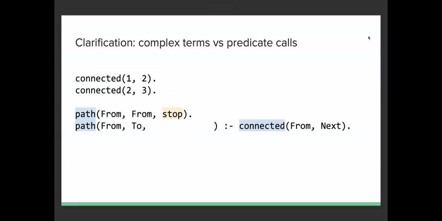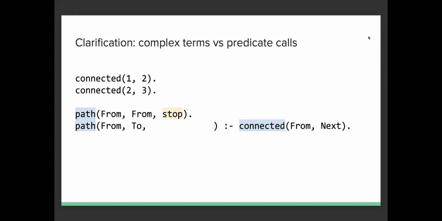Before I begin, I would like to make a small clarification about complex terms versus predicate calls. I think this has been a little bit of a confusion, at least in the labs. Suppose we have a predicate called connected, which just tells us whether two vertices in a graph, for example, are connected. And we define predicate path. Our predicate path would take three arguments. Two of the arguments are the source and destination. And the third argument is the actual path from the source to the destination.